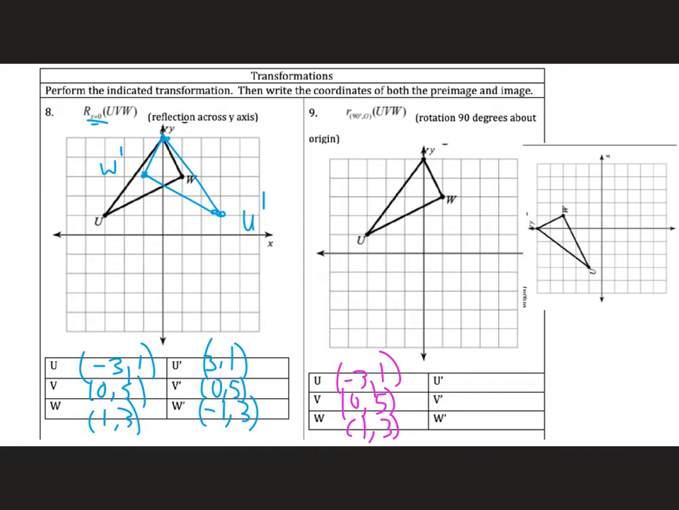V is 0, 5. And W is 1, 3. And now let's rotate. So U prime is negative 1, negative 3. V prime is negative 5, 0. And then W prime is negative 3, 1. And I should plot them on the same axis. So that's W prime. Ooh, interesting, it wound up at the same place as U. That's U prime, and then that's V prime.